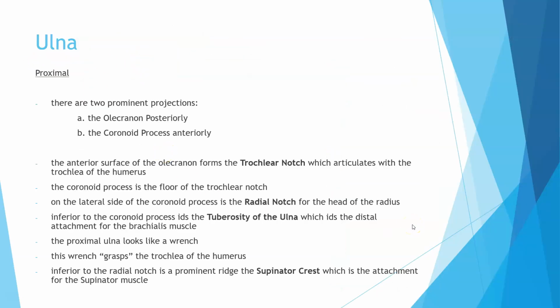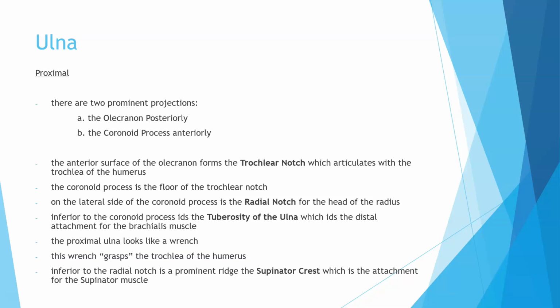The anterior surface of the olecranon forms what's called the trochlear notch, which we talked about last week. This trochlear notch articulates with the trochlea of the humerus. So of course its name helps you remember what it articulates with. The trochlear notch articulates with the trochlea of the humerus, and as we know, this is the true elbow joint.